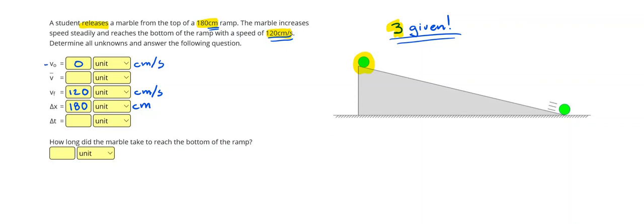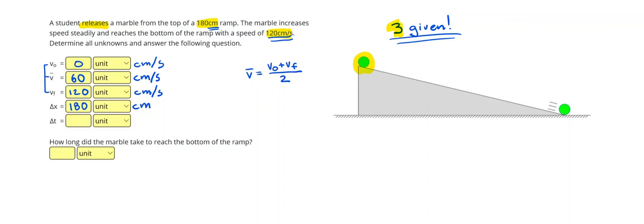So I like to look at this and say, okay, if I have 2 of the 3 velocities, I can use the average velocity rule to find the third one. So I'm plugging in average velocity equals the initial plus the final velocity divided by 2, or 0 plus 120 divided by 2, or really just 120 by 2. And that gives me 60 centimeters per second as the average velocity.